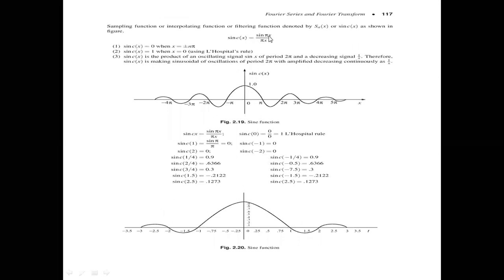The sinc x is equal to sin pi x by pi x. The sinc function is equal to 0 when x is equal to plus or minus n pi, that is, pi, 2 pi, 3 pi, 4 pi, and so on. The sinc function is always 0 when x is equal to plus or minus n pi, for every pi, 2 pi, and so on.